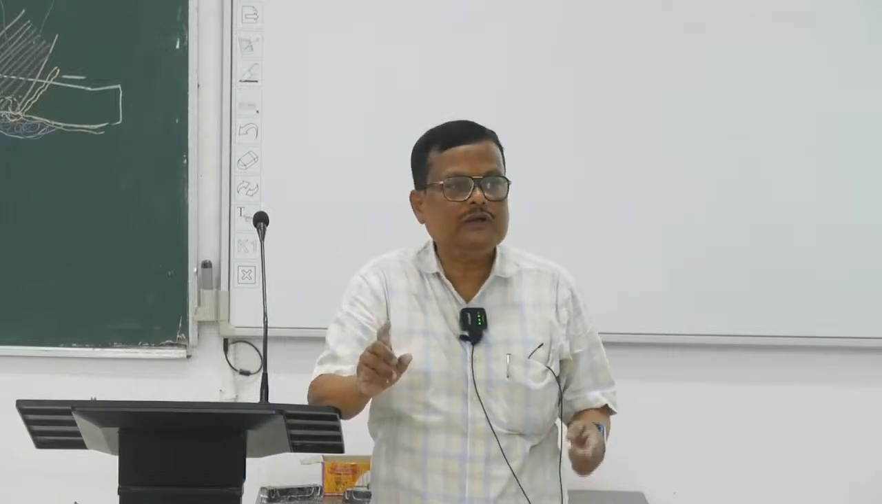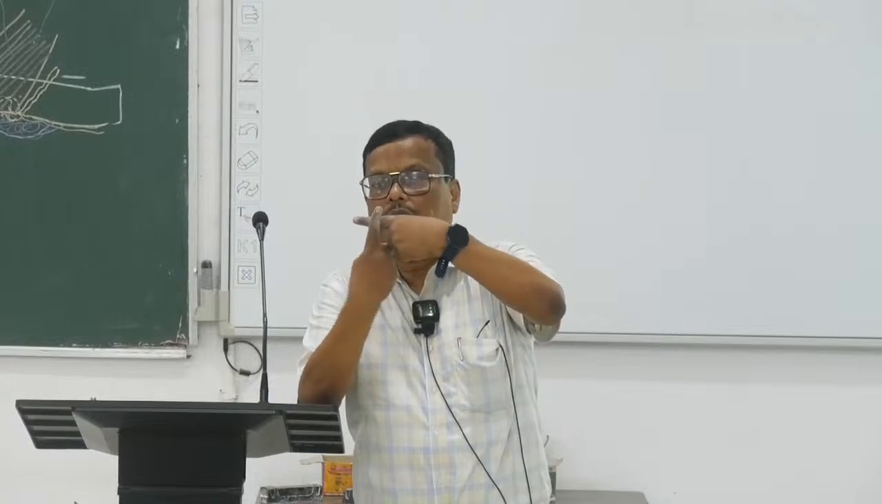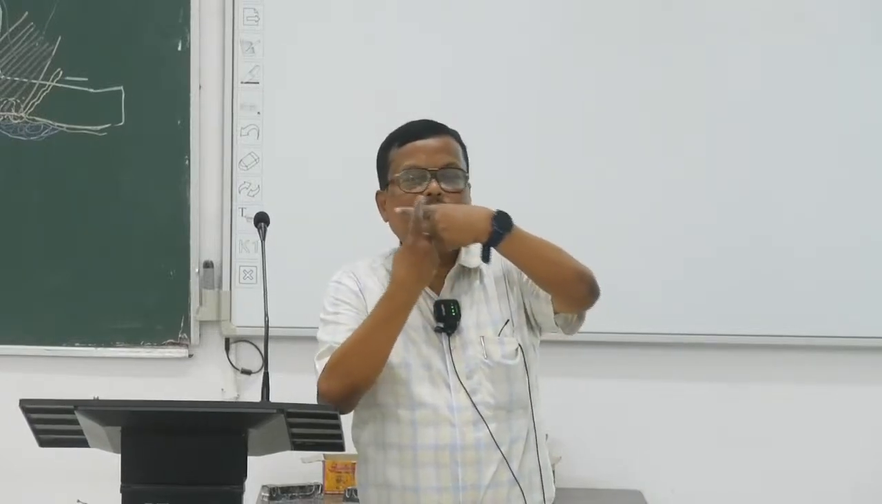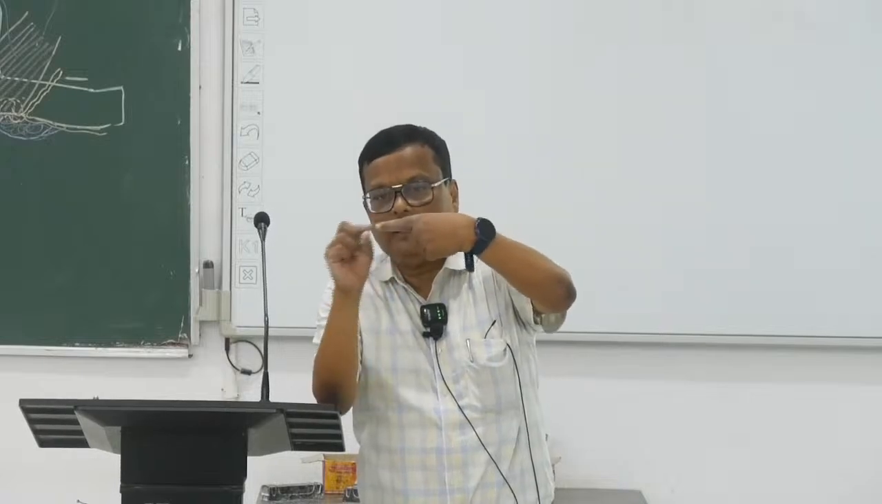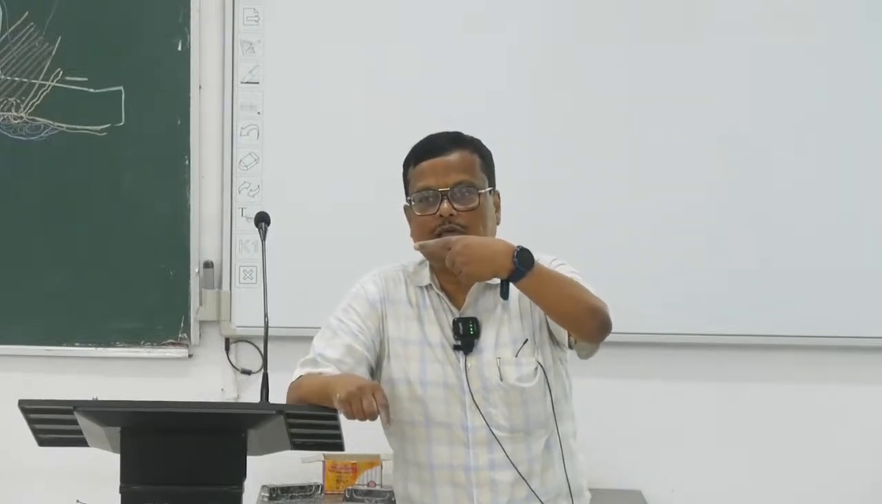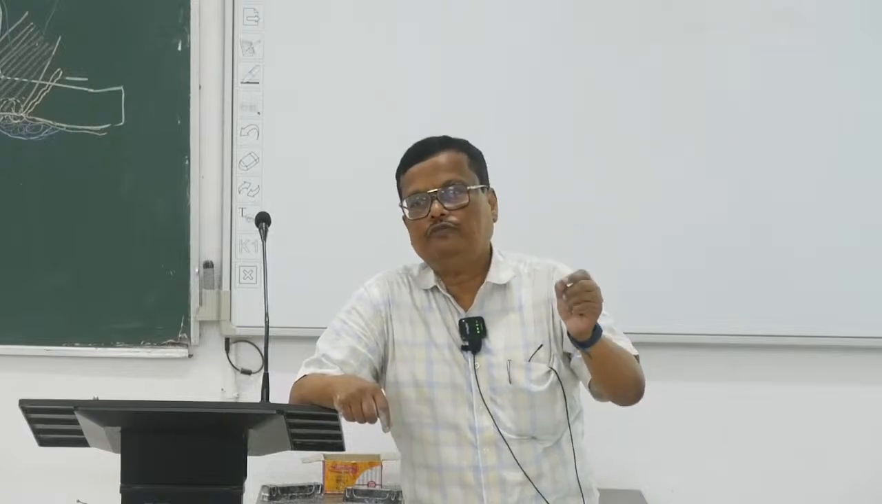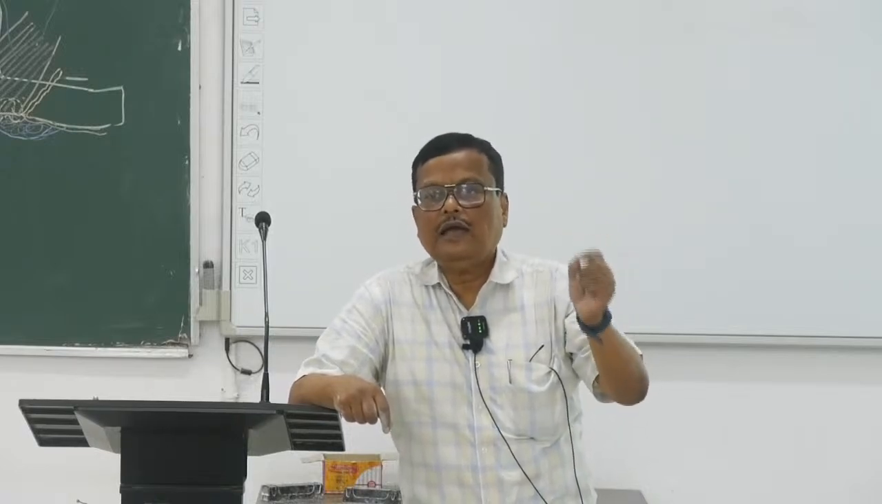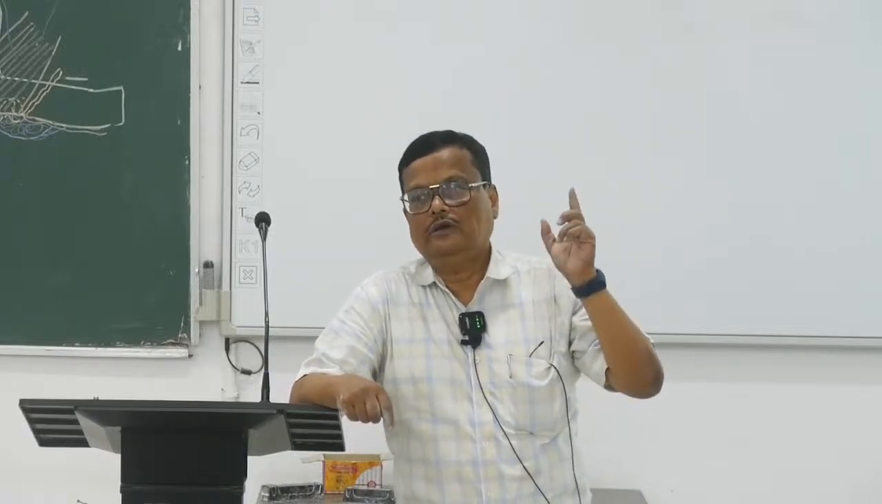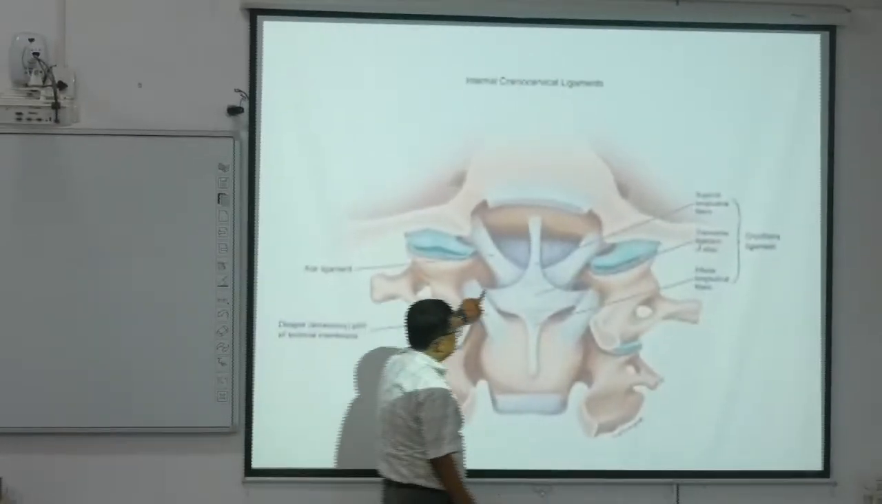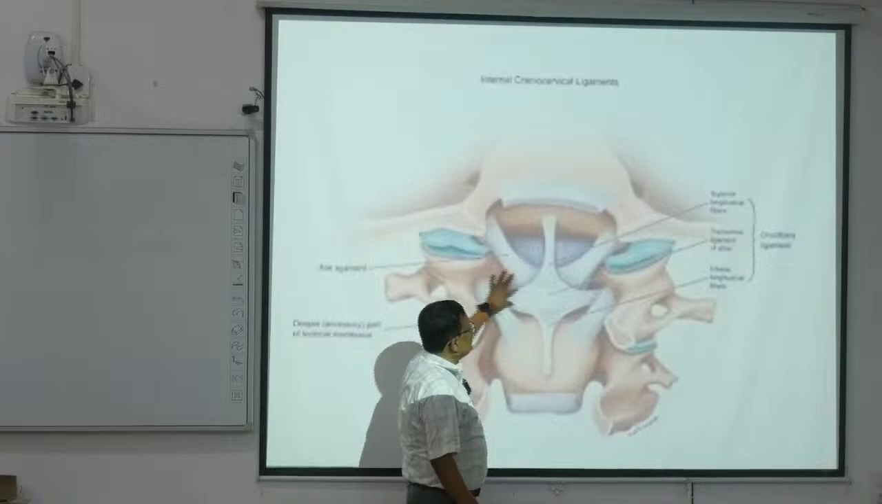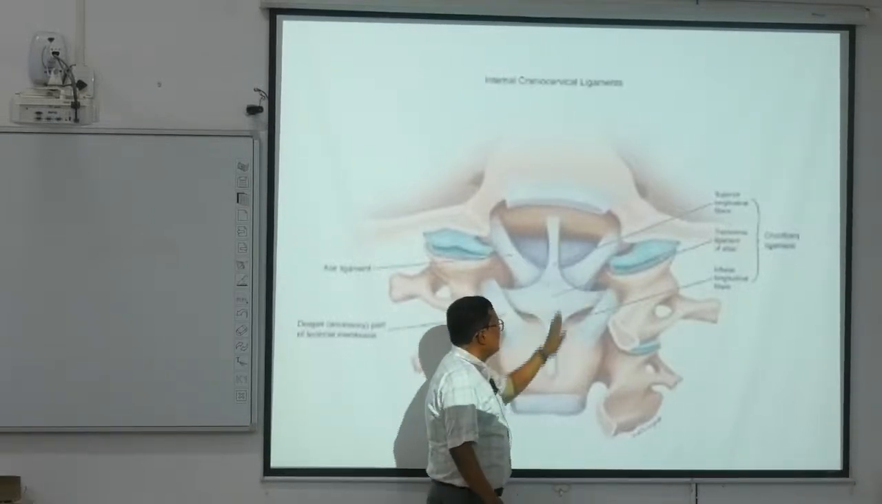So what is the cruciate ligament? A vertical and a transverse part, two ligaments combined together to form the cruciate ligament, and this transverse part forms the transverse ligament of the atlas, an important ligament of the median atlanto-axial joint. This is the cruciate ligament. It has a transverse part and a vertical part.